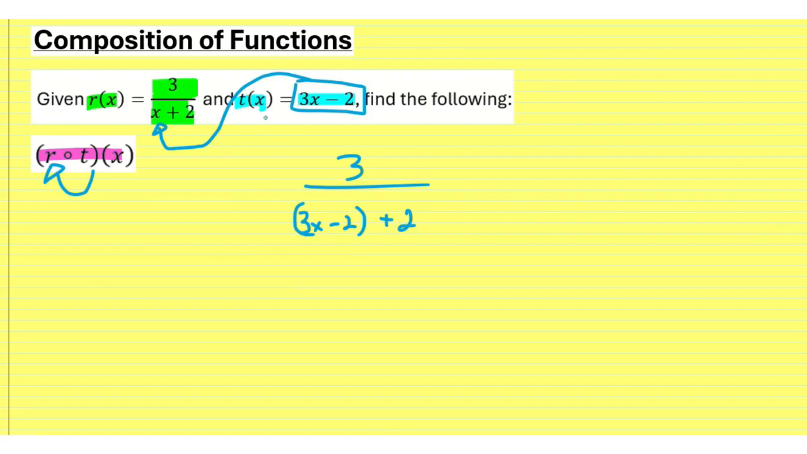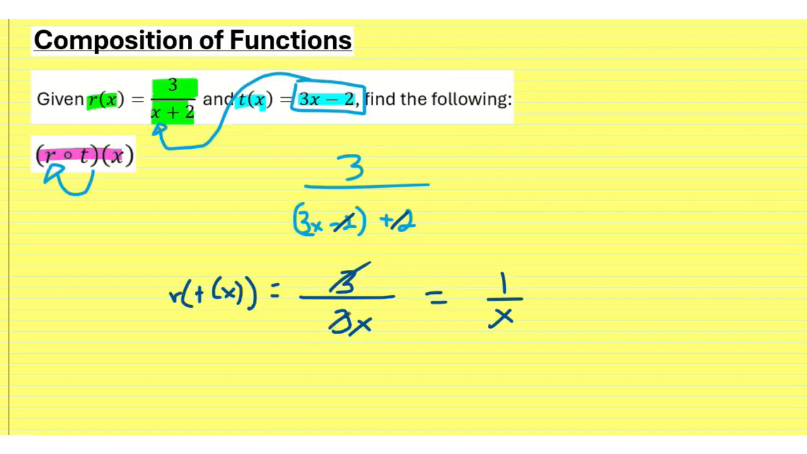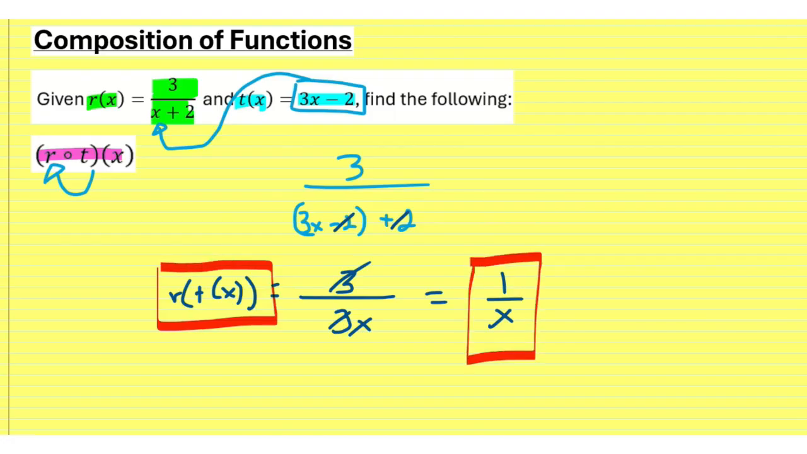Okay, so we just need to simplify this. So we're going to go ahead and do 3 divided by, and I got minus 2 plus 2, so that's going to go away. So then I'm going to end up with just 3x in the denominator. So that means that I'm going to have R of T of x is going to be equal to 1 over x, because these 3's will cancel and my 1 will come out of invisibility mode. So R of T of x is equal to 1 over x.